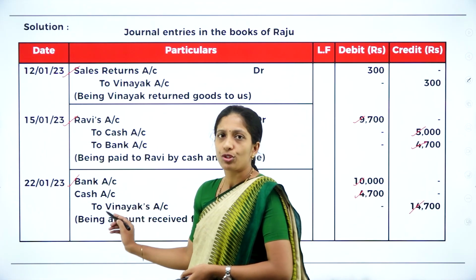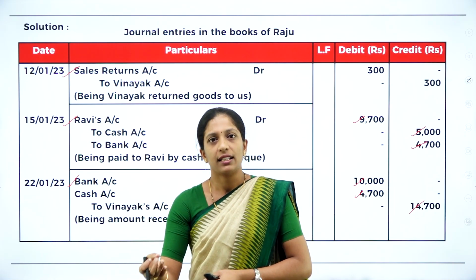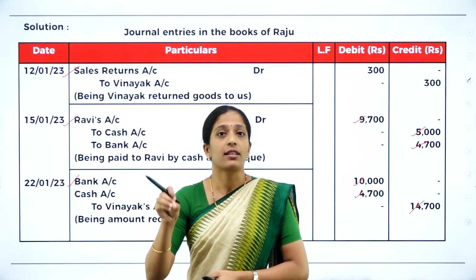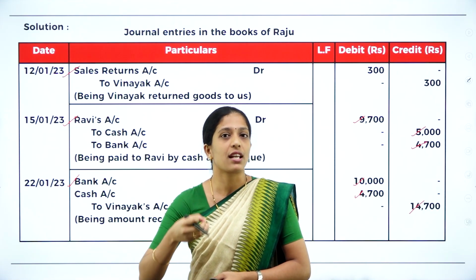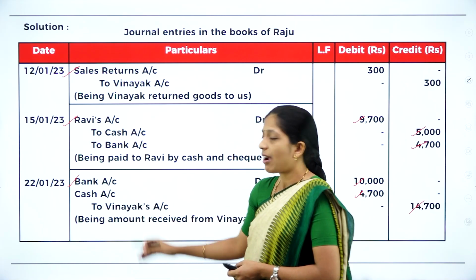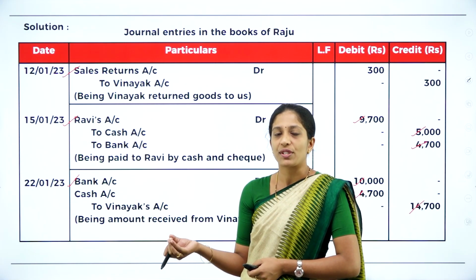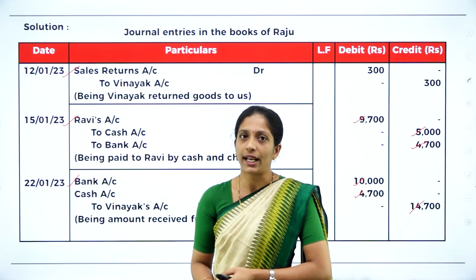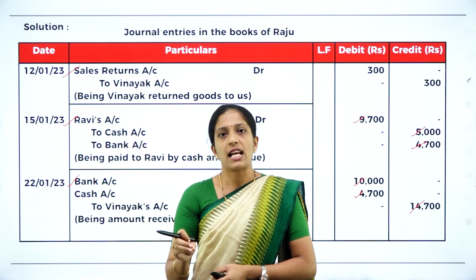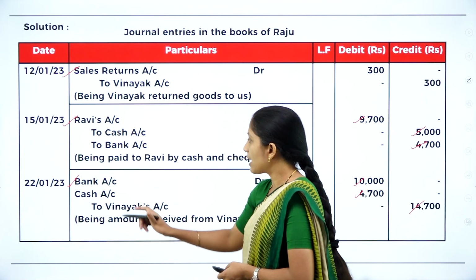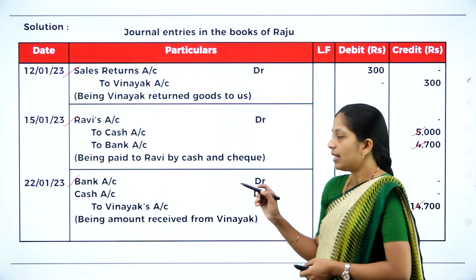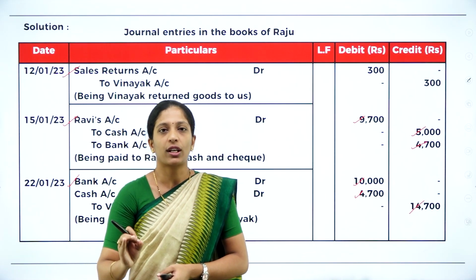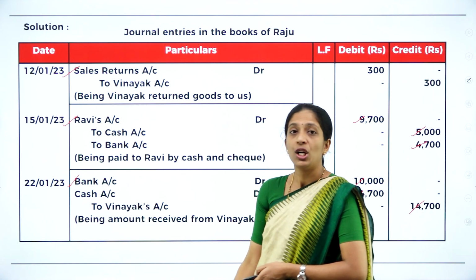Now you might be having a confusion. Suppose the check is deposited on the same day, then it is understood that we have to debit the bank account. Suppose the check is not deposited on the same day, then it is assumed that we have received it in terms of cash. Here they have not mentioned, so I have segregated it: the amount received in the form of check I have transferred to the bank account, and the amount received in cash I have transferred to the cash account. Suppose the check is deposited on the same day, then you can write it as cash account debit to Vinayak's account, where you can combine, that is 14,700 on both sides. Or else you can write like this also. So this is about your 22nd transaction.